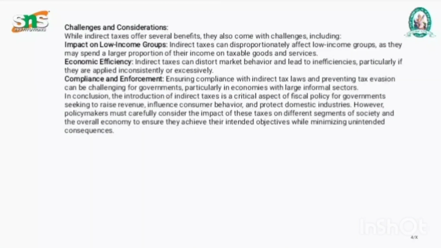In conclusion, indirect tax is a critical aspect of fiscal policy for governments seeking to raise revenue, influence consumer behavior and protect domestic industries. However, policymakers must carefully consider the impact of these taxes on different segments of society and the overall economy to ensure that they achieve their intended objectives while minimizing unintended consequences.